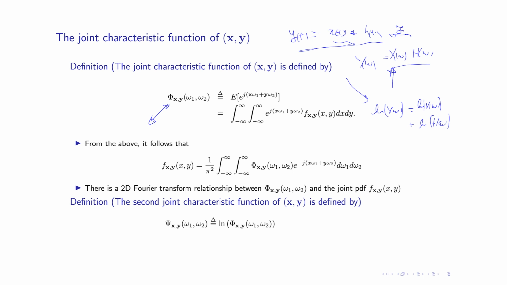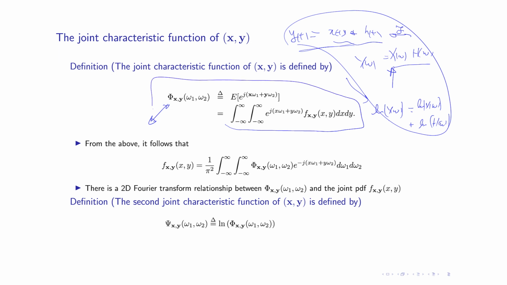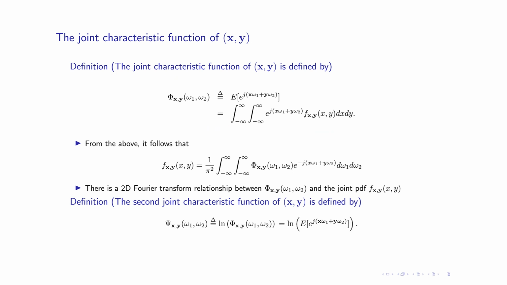Similarly, this property, where convolution is converted to addition in the log domain, is also exploited in statistics. For this reason, we define the second joint characteristic function. This definition is nothing more than the logarithm of this function, or the logarithm of this double integral, the logarithm of this moment.